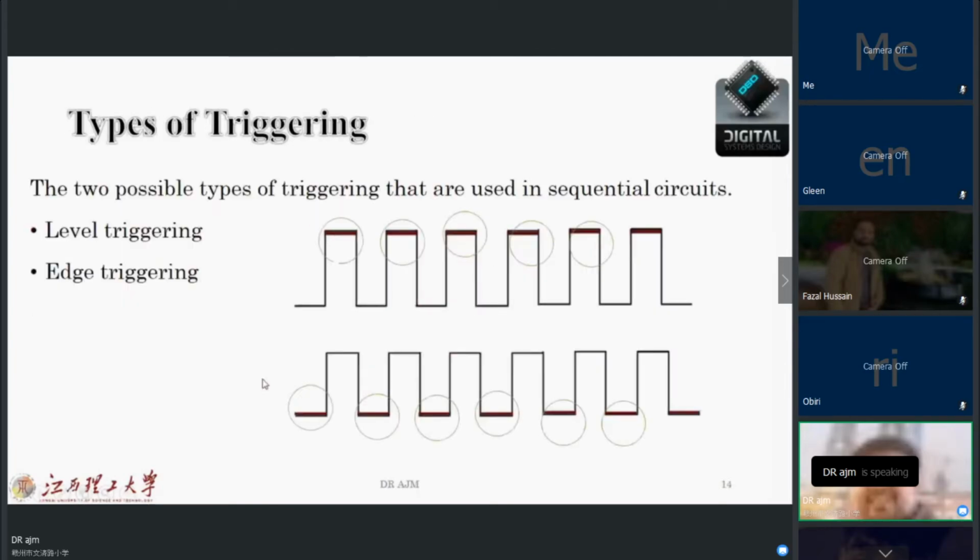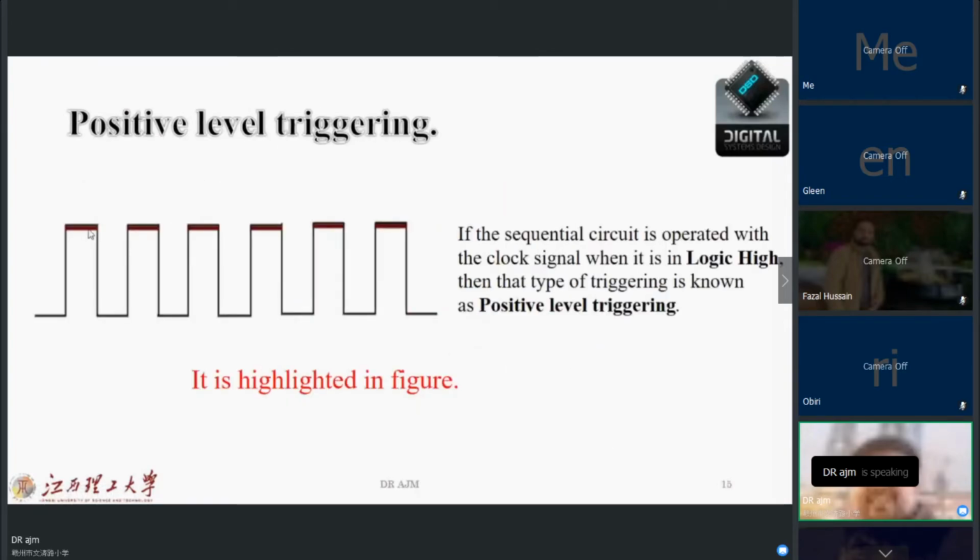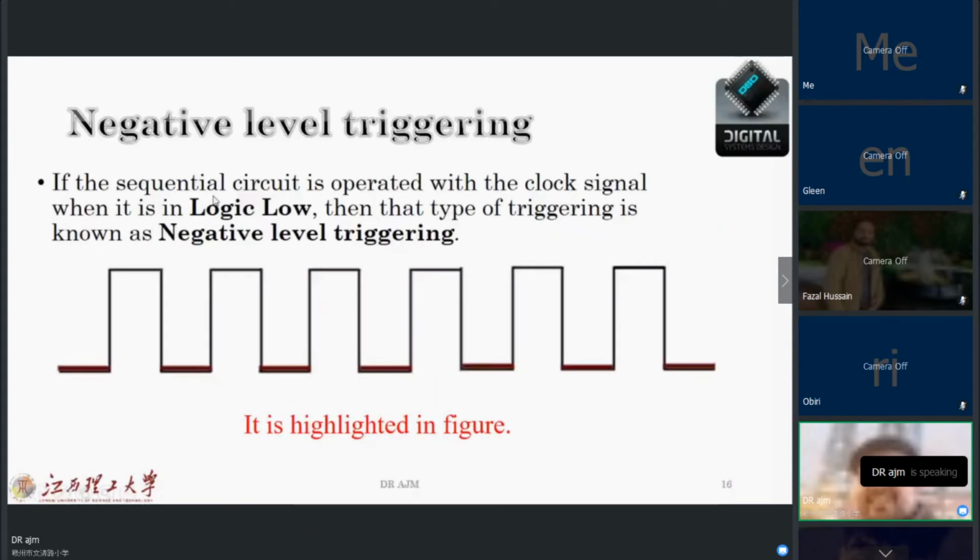For the level one, we have the positive level: if the sequential circuit is operated with the clock signal when the clock signal is at logic high, then that type of triggering we call positive level triggering, as highlighted in this figure. Or if the sequential circuit is operated with the clock signal when it is at logic low, then that type of triggering is known as negative level triggering, as I show here.